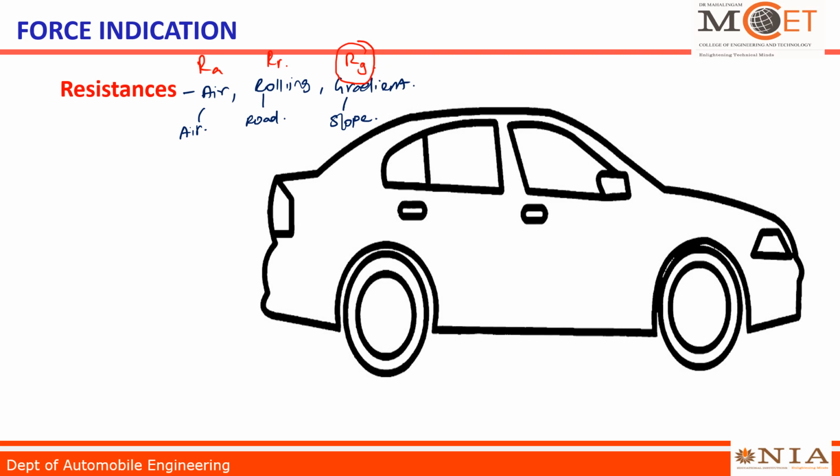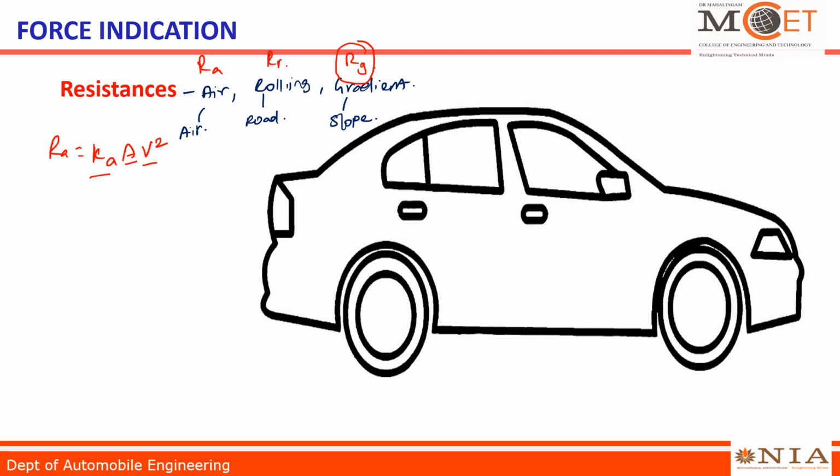Air resistance is offered by air. We know the formula for air resistance: RA equals Ka A V squared. Ka is the air resistance coefficient, capital A is the frontal area of the vehicle, and V is velocity. So air resistance is directly proportional to frontal area, because most of the air hits the front surface of any object if the object moves through air. So we can easily say that air resistance will act on the area of the front portion of the car, or front portion of the vehicle.